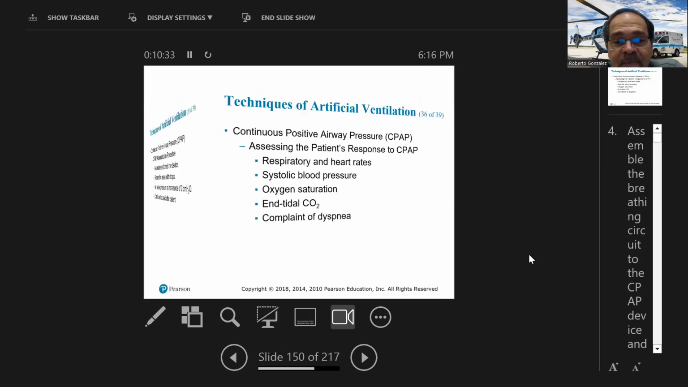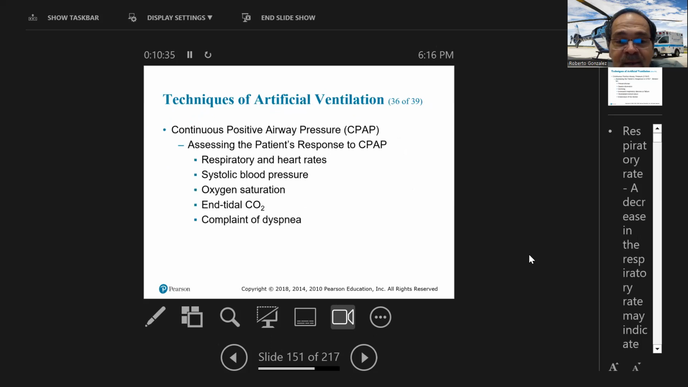And then continue to coach the patient. Assess the patient's response to the CPAP. Check for respiratory and heart rates, systolic blood pressure, oxygen saturation, and end-tidal CO2. Now, with the end-tidal CO2, remember I told you that in certain devices, in this one, it's going to be kind of hard because normally the end-tidal CO2 is used when somebody's intubated.